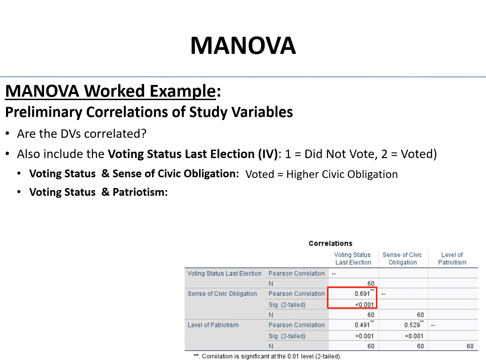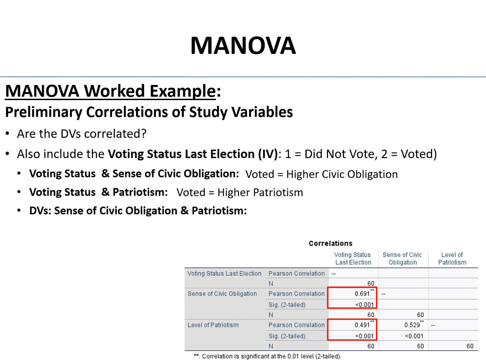Then voting status and patriotism. There it is. So again, we've got a significant correlation. It's positive 0.49. And that tells us as one variable goes up, the other one tends to go up. So again, going up on voting status is being a voter. The voters tended to have a higher sense of patriotism.